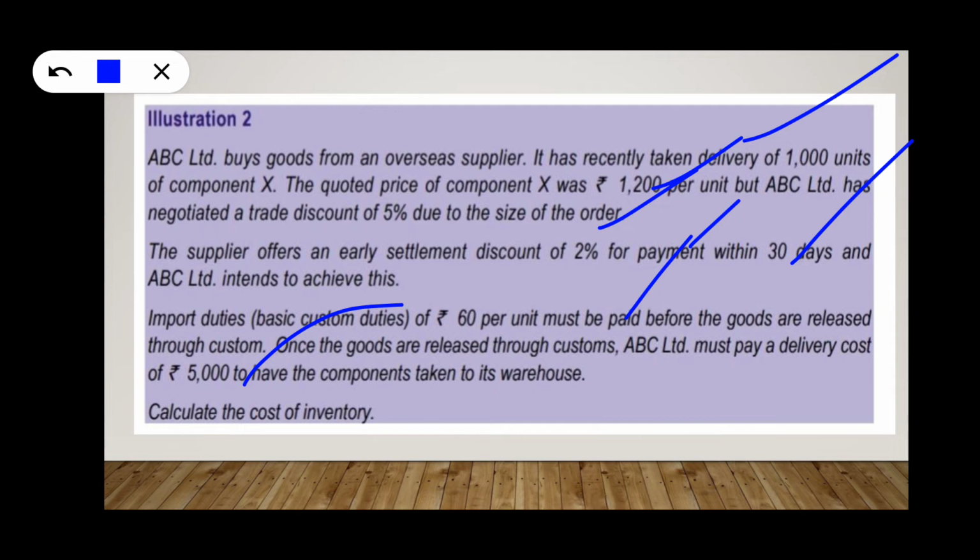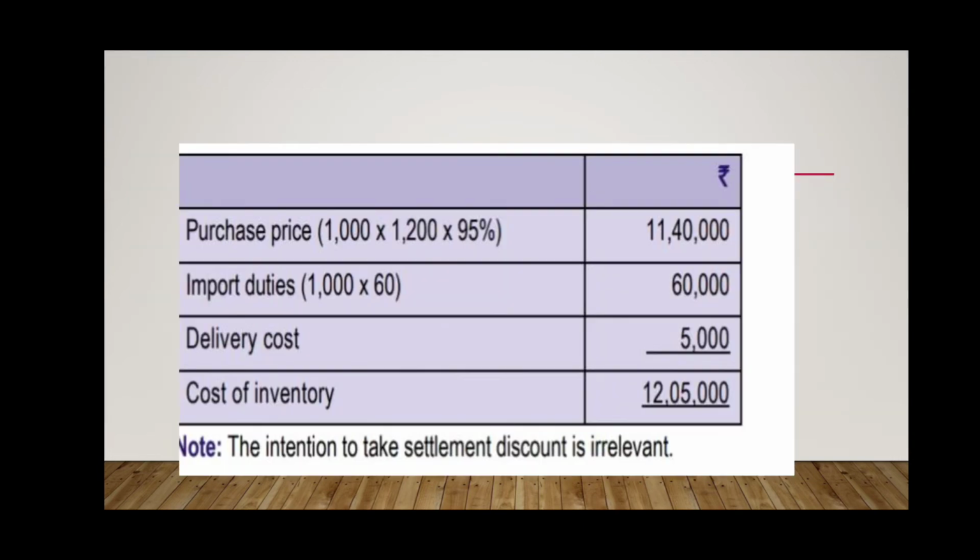All of you know cost is nothing but invoice price minus trade discount. So the invoice price is 1,200, but it is going to get a 5% discount. That is 1,200 into 95% and 1,000 units. So 1,000 into 1,200 into 95% is the invoice price. Next, this import duty is a non-refundable duty, so we have to add it. So 60 into 1,000. Next, the delivery cost is included, so 5,000. So total cost equals 1,000 into 1,200 into 95%, that is 11,40,000, plus import duty of 1,000 into 60, that is 60,000, plus delivery cost of 5,000. So total cost of inventory is 12,05,000.